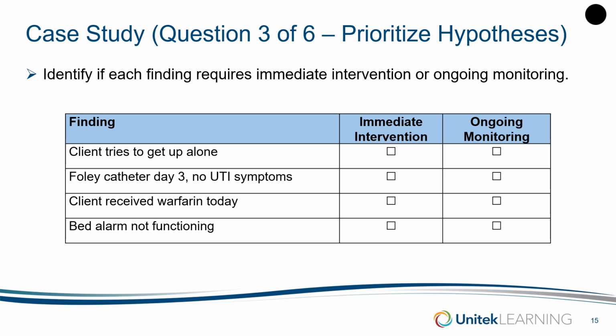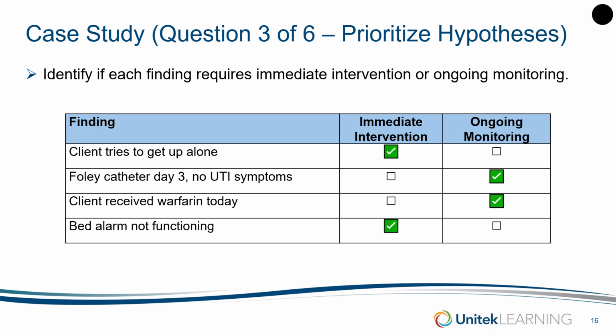Not all tables will be like this. Some tables you will select or could select 2 or 3 choices on one line. So in other words, you could say client tries to get up alone and it might have 2 choices. In this particular one, it's either or. So you either need to immediately intervene if your client tries to get up alone, or you do ongoing monitoring. Okay, so again, pause here, answer each question before you move on to the next slide.